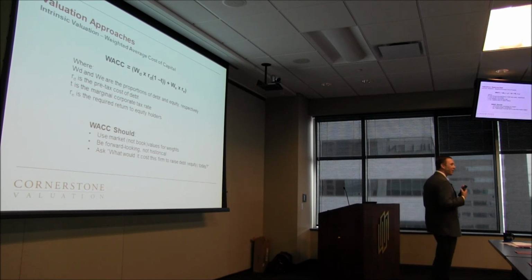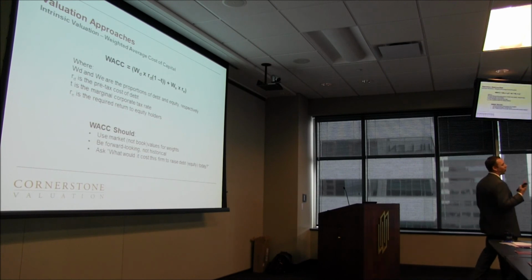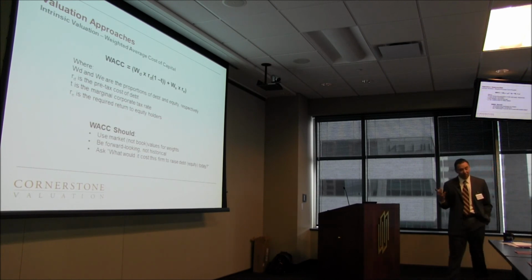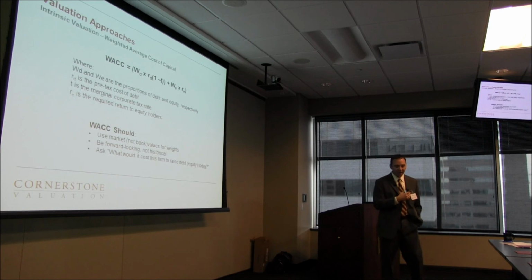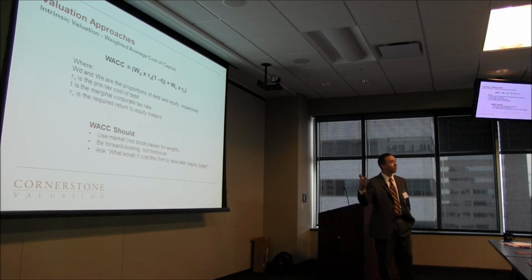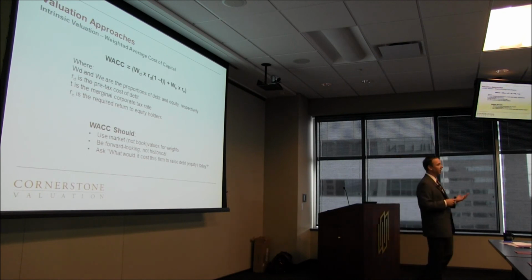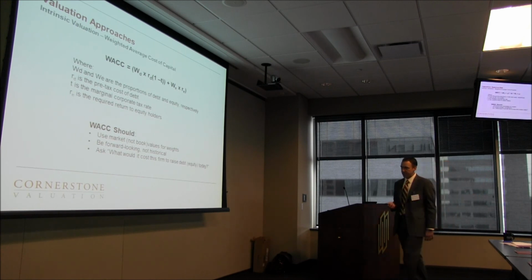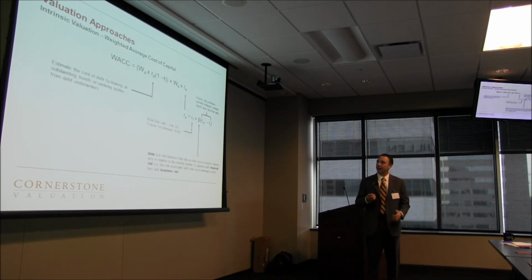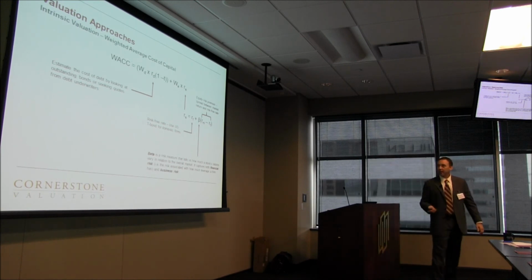In theory, the weighted average cost of capital is supposed to be a forward-looking number, so it should be, in theory, the discount rate that will apply over the life of the cash flow stream. But this is where we run into reality, and we don't have a crystal ball. We don't know what that forward-looking number is. So really the best thing we can ask is, what would it cost the firm to issue debt or issue equity today? That's about the best you can get. So a couple points on that. How do we go about estimating some of these inputs?